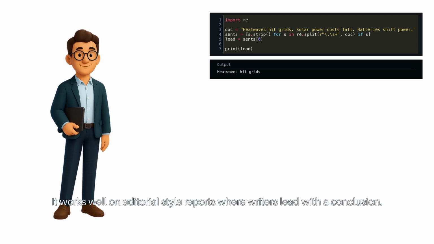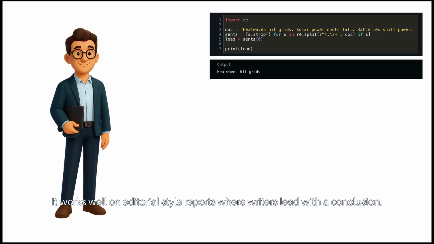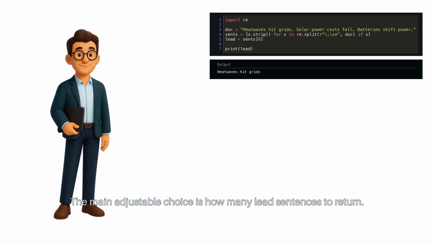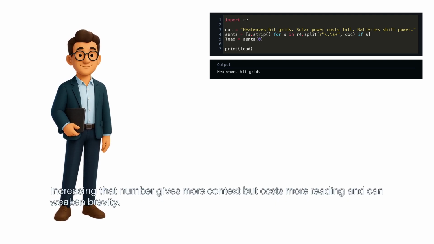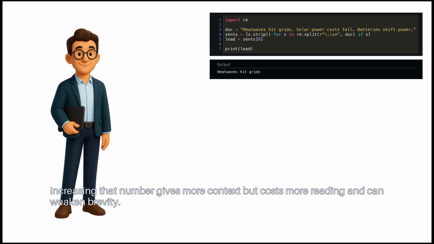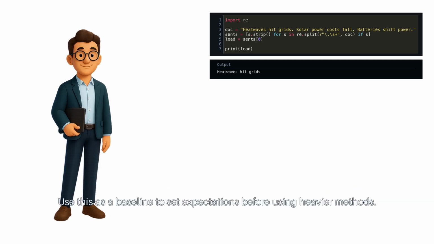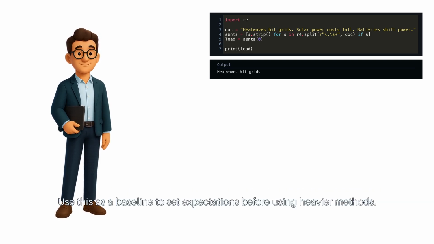It works well on editorial style reports, where writers lead with a conclusion. The main adjustable choice is how many lead sentences to return. Increasing that number gives more context, but costs more reading and can weaken brevity. Use this as a baseline to set expectations before using heavier methods.